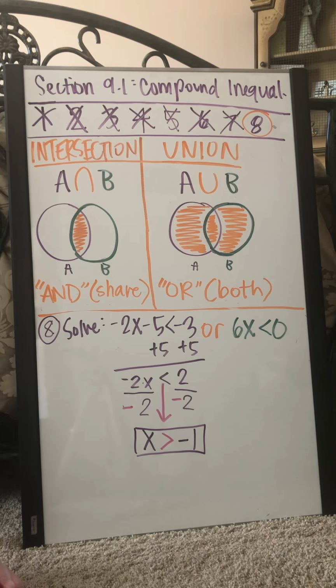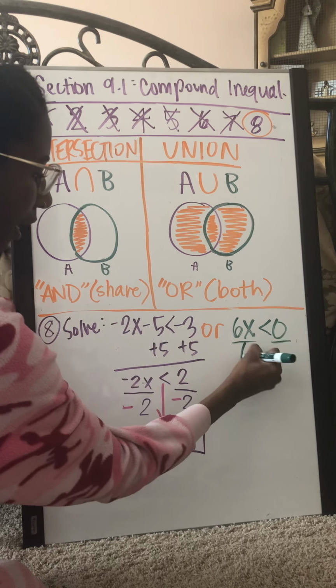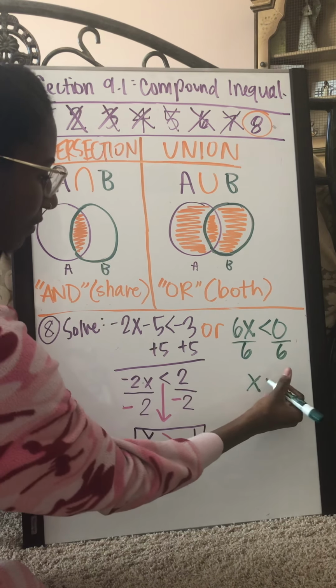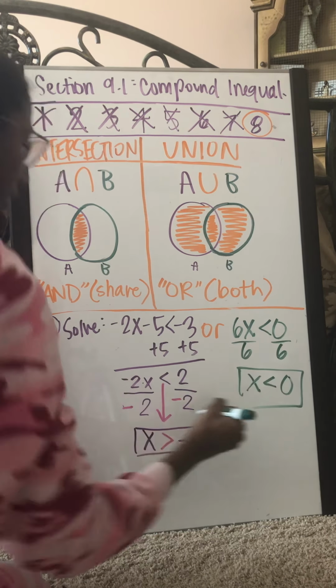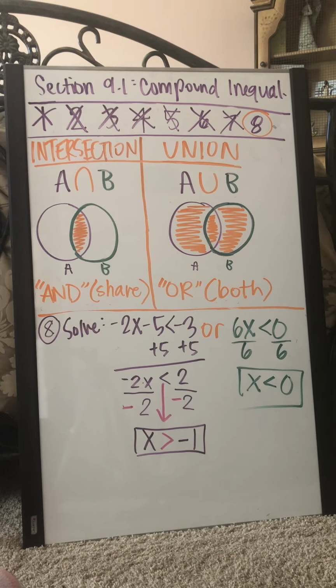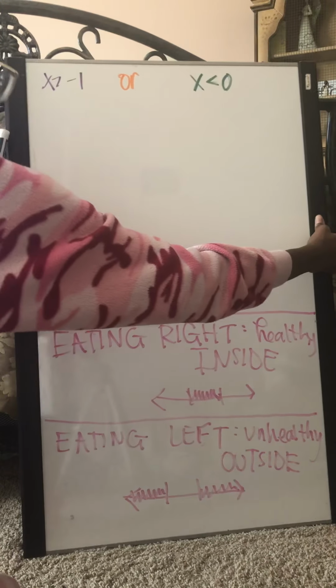And then for our green set, we have 6 times x is less than 0. The 6 is connected by multiplication, so we need to divide, and we have x is less than 0. And again, we're working with a union, so we have or, right? I've already written these two on my board.